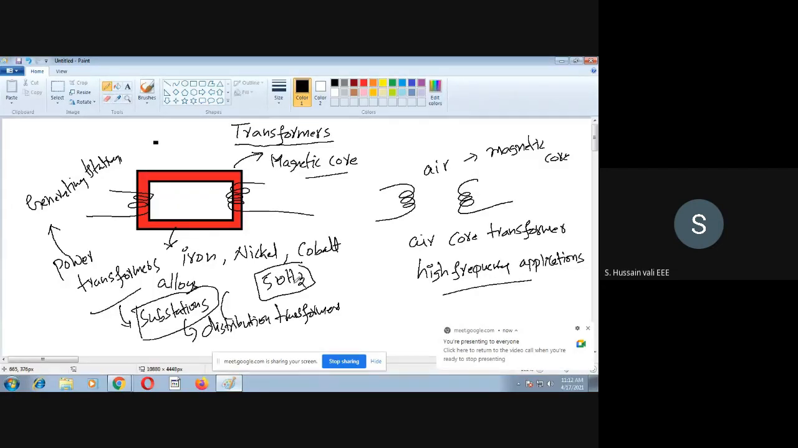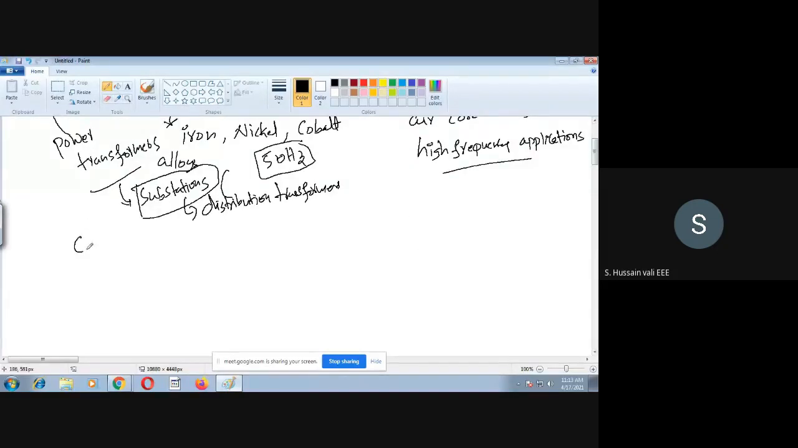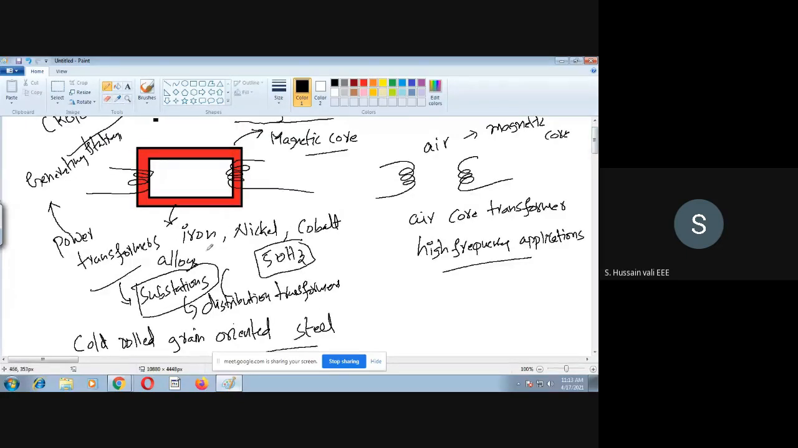In those kinds of transformers, generally the magnetic core is made up of CRGO steel. It's a particular steel, CRGO steel. I will tell you what CRGO is: cold rolled grain oriented. This is the steel we generally use as the magnetic core in low frequency transformers. Low frequency transformers, in the sense the transformers which operate generally at 50 hertz or 60 hertz, we generally use CRGO steel as the magnetic core.